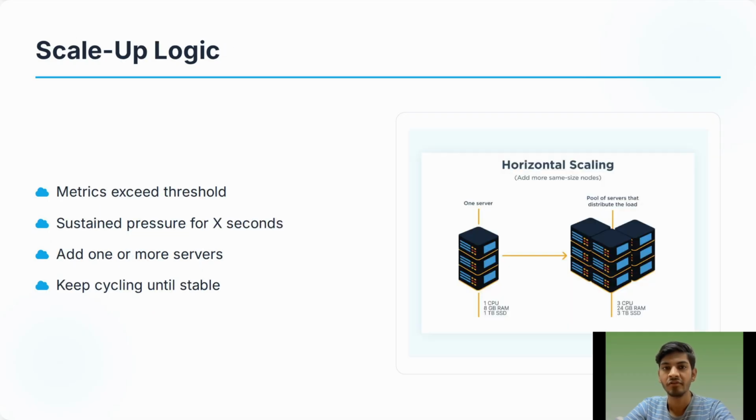Scaling up doesn't happen instantly. The system checks conditions carefully. If the metric exceeds the threshold consistently for a defined duration, the autoscaler adds one or more servers. It continues checking frequently and can keep adding servers until the pressure drops. This prevents overload and keeps latency stable.